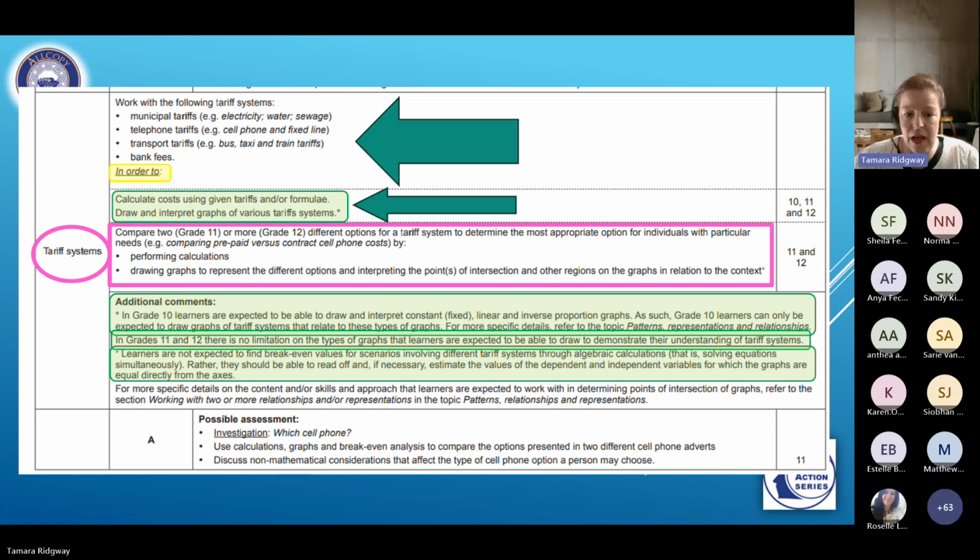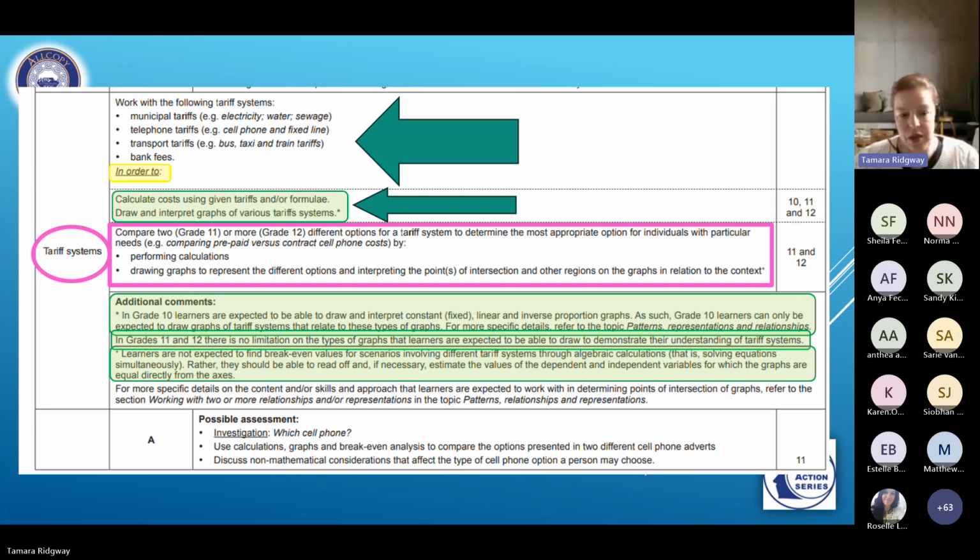Then additional comments that I thought were worth highlighting for you. In grade 10, learners are expected to be able to draw and interpret constant, fixed, linear, and inverse proportion graphs. As such, grade 10 learners can only be expected to draw graphs of tariff systems that relate to these types of graphs. And then it says, see later again. In grade 11 and 12, there's no limitation on the types of graphs that learners are expected to be able to draw and also to understand.